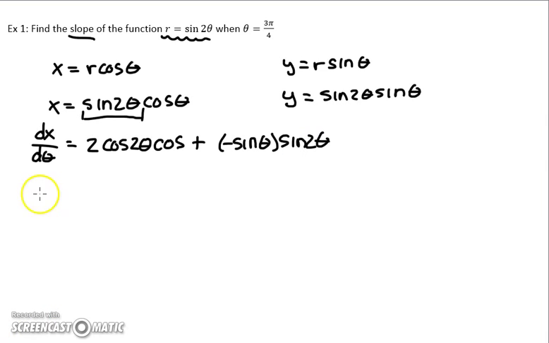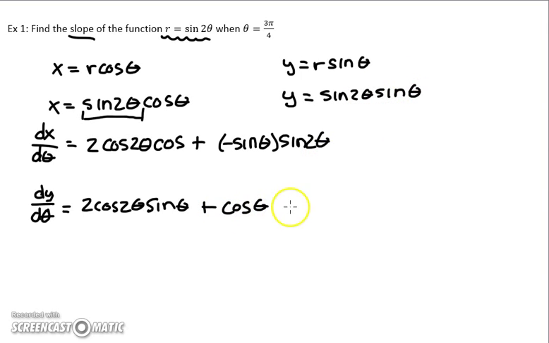And dy d theta is going to be, so the derivative of sine of 2 theta is still going to be 2 cosine 2 theta multiplied by sine of theta. And then plus the derivative of sine is cosine of theta times sine of 2 theta. Just notice I left my theta off there.